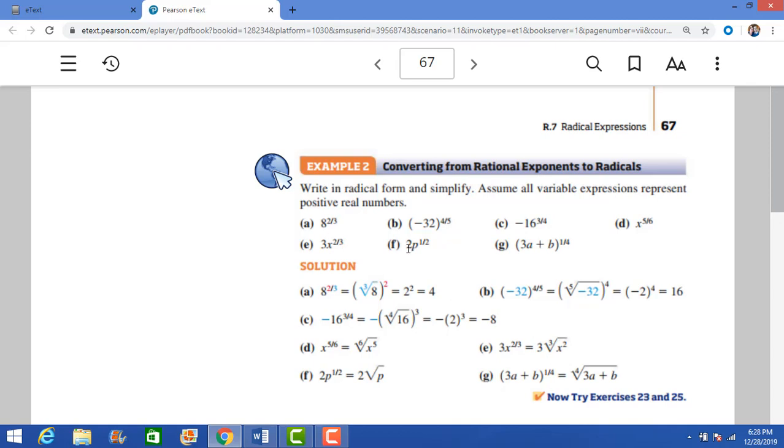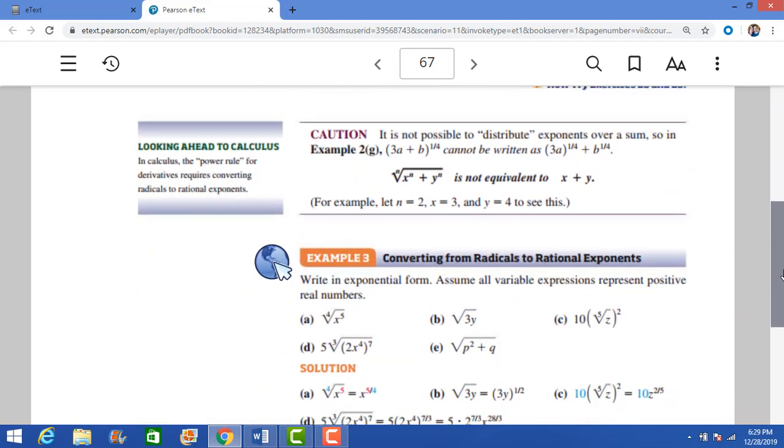And then f would be 2 times the square root of p. So it would be just 2 times the square root of p, which should just be this. And this here, since now this is in parentheses, it's going to be the 4th root of the entire thing. So that's just going to be written as this. And we're done. Okay.